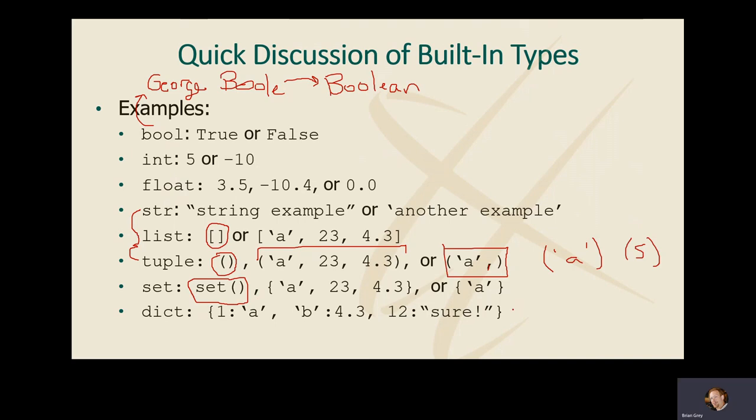Why? Well, because the empty dictionary is the double curly braces. If you put double curly braces, it will create a dictionary. Because in the dictionary, the keys are a set. So you have a literal set of keys, and each key maps to a value, right? If you say, hey, give me the value for B, it will give you 4.3. If you say, give me the value for 12, it'll say, sure.